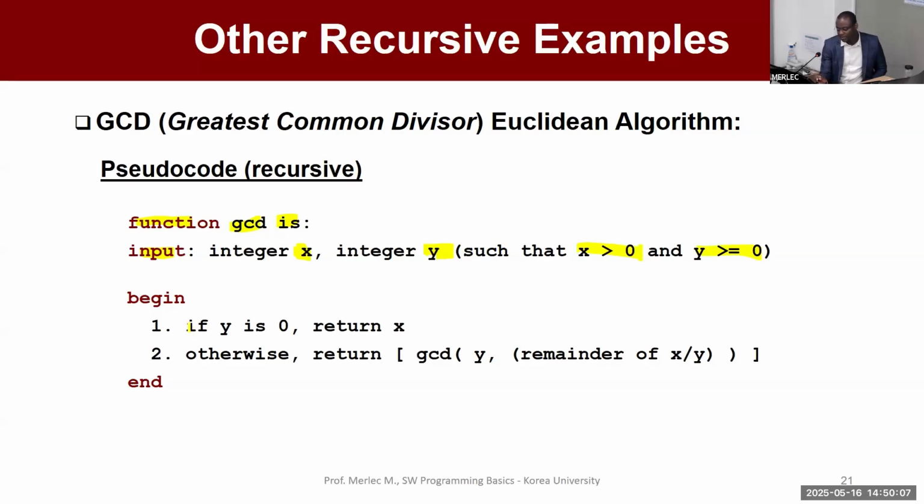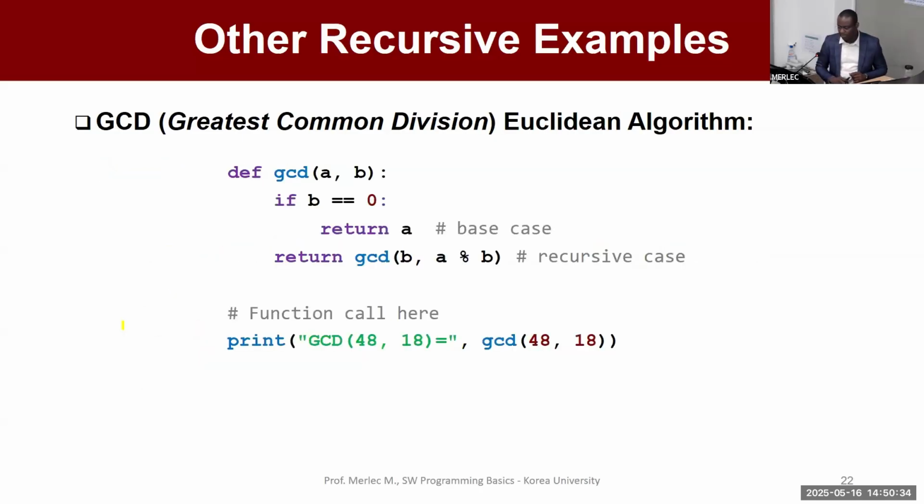Then I will start. My function will have only 2 lines. The first time I have to check whether y is 0. If it's 0, I will return x. In the other case, I will return GCD of y and the remainder of x divided by y. I will repeat this again and again until I reach this first base case condition. So now it's clear. I can now build my Python function. You can see it's just a few lines, quite simple.